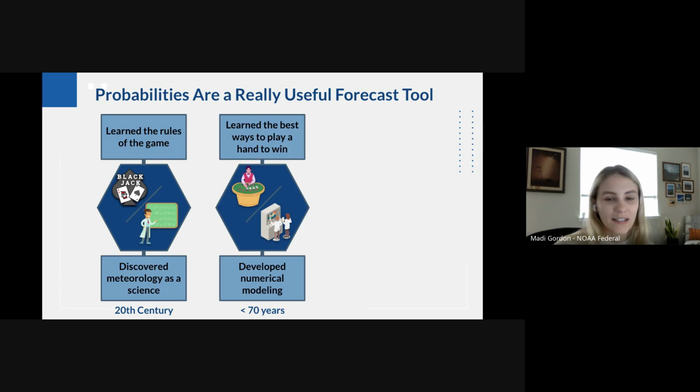And then in the last 70 years or so, we've developed numerical modeling. So that's basically learning the best ways to play a hand to win. We've got some strategy here, but we're not perfect.